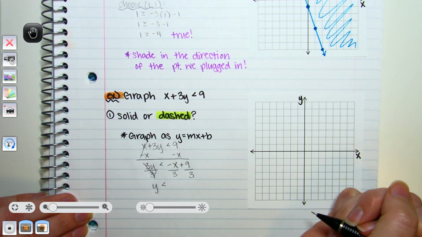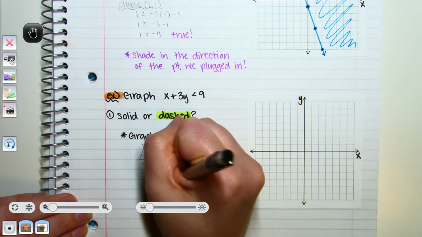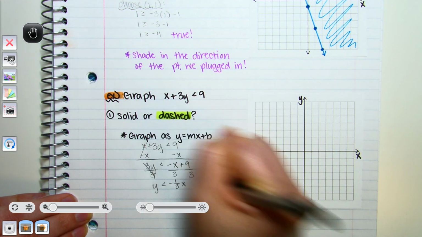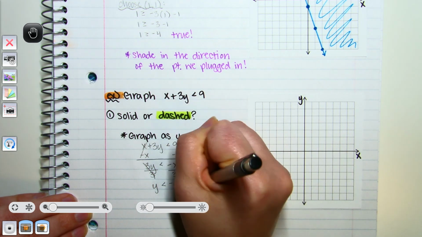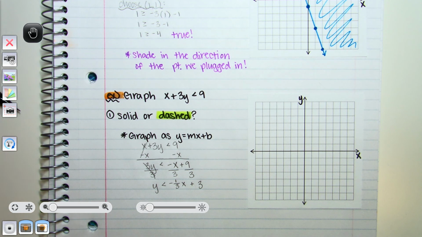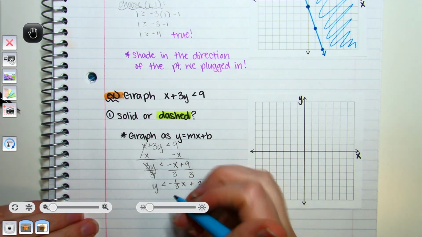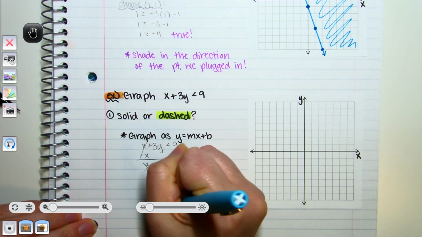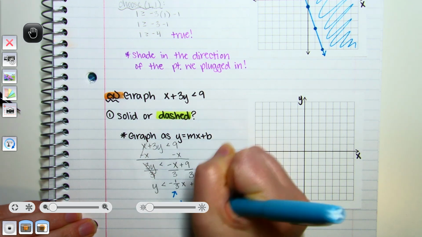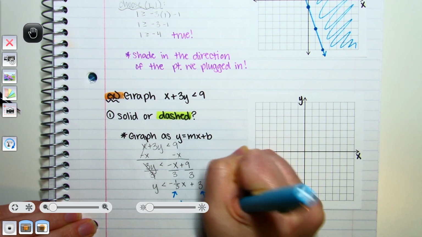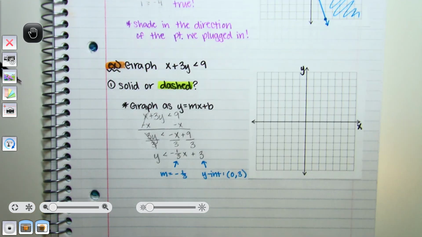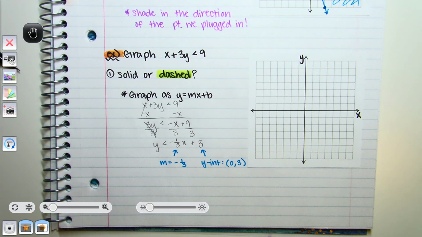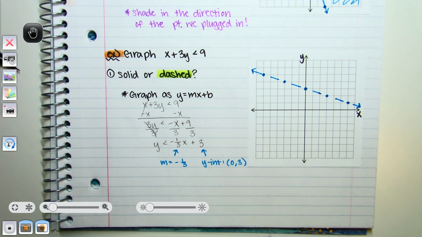Now instead of writing this as negative x over 3, I'm going to write it as negative 1/3 x, so that I have my defined slope out in front, and then plus 3. So now that it's in the right form, I know that my slope is negative 1/3, and my y-intercept is (0, 3). Oops, that's underneath the line. Let me move that. All right, go ahead and pause this video and graph your line. So your line should look something like this.